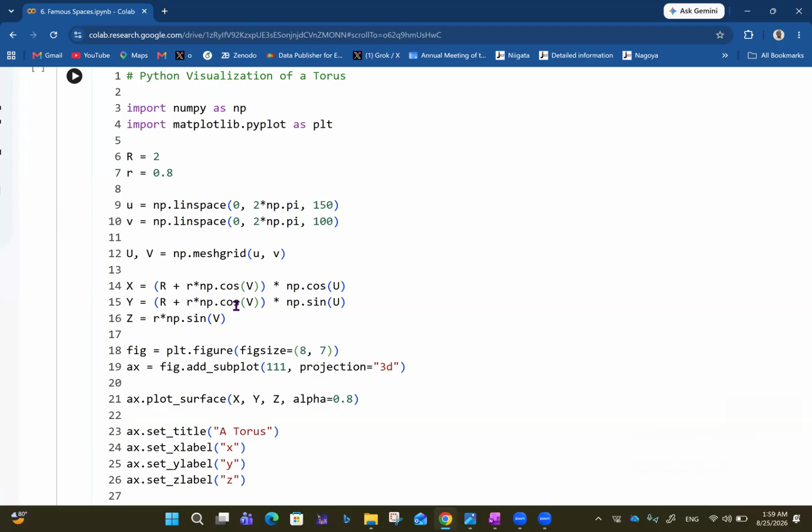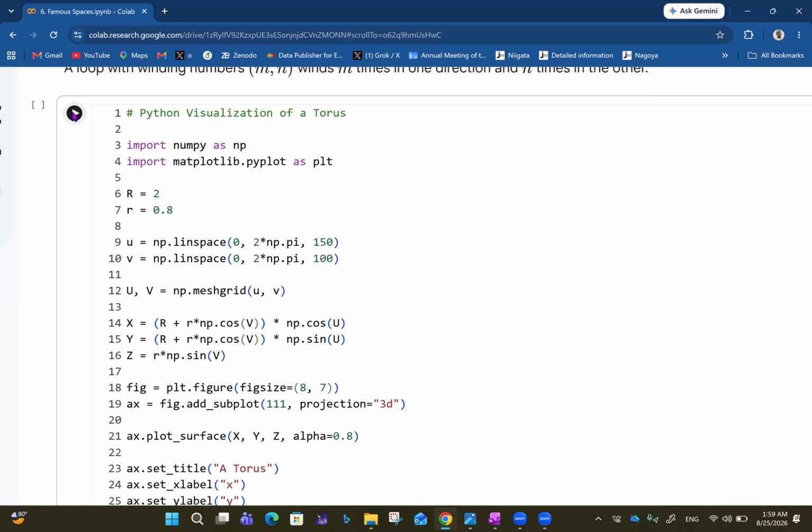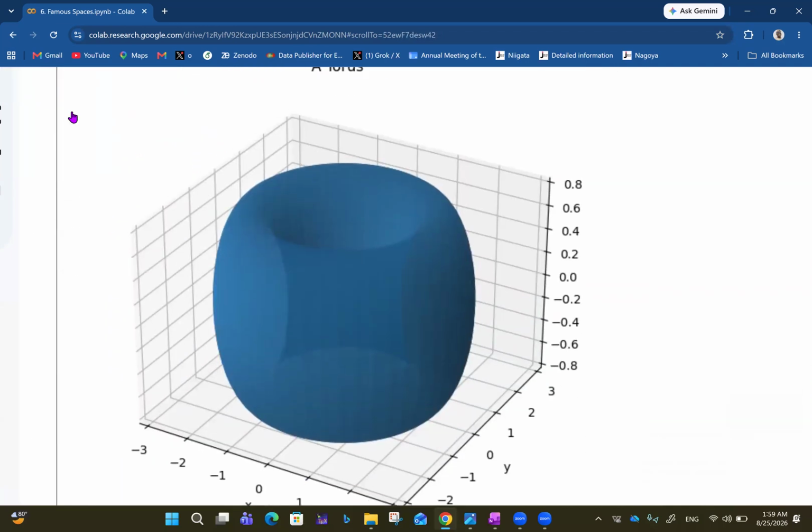So we have our XYZ now, and we define all this big R plus small r times cosine of V, which has been defined there, and cos U like that. So by the time we run this, now we get the torus. So you have the torus here.